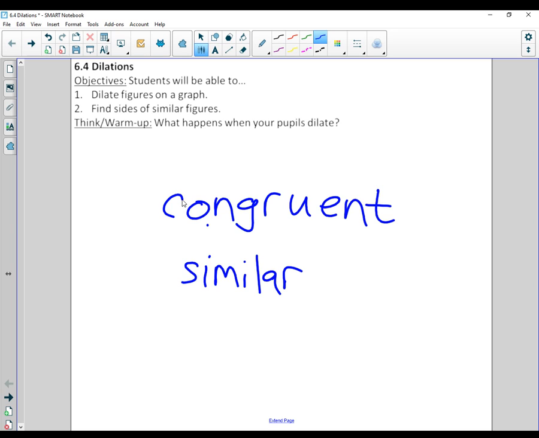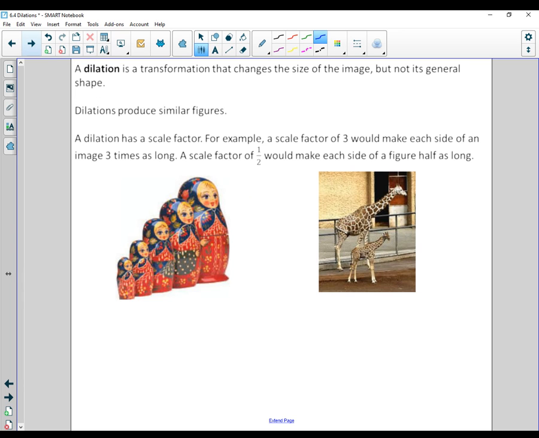Similar shapes have the same, not size, but they have the same properties, like they have the same angles, right? They look the same, they're just bigger or smaller. They're proportional to each other. So a dilation is a transformation that changes the size of the image, but not its general shape. Dilations produce similar figures, what I just said.